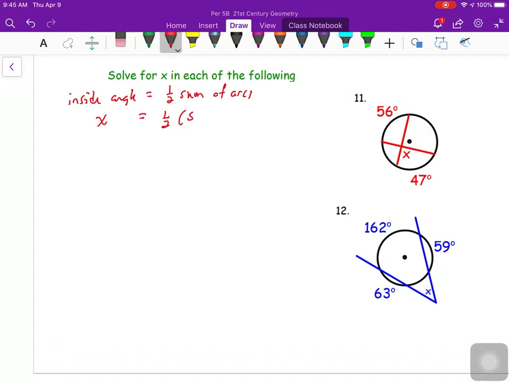So this was what we called an inside angle. And an inside angle was equal to half the sum of the arcs. So the x would be equal to half of 56 plus 47. So the x would be equal to 51.5.